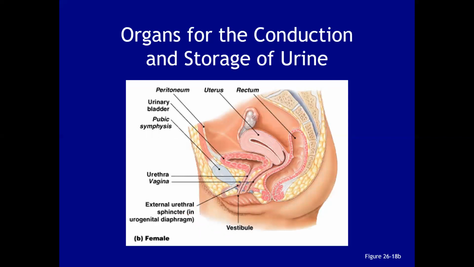For the female, the bladder is a bit higher. This is a section of the bladder that has been transected. This is the urinary bladder, and this is the urethra right here. But notice what is above, and this is the uterus.